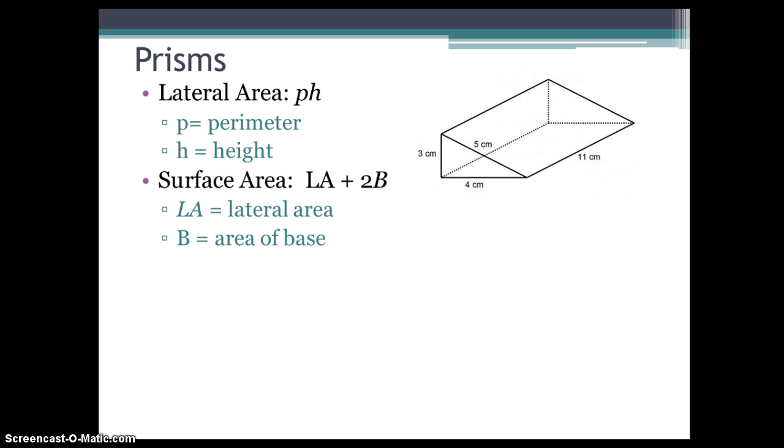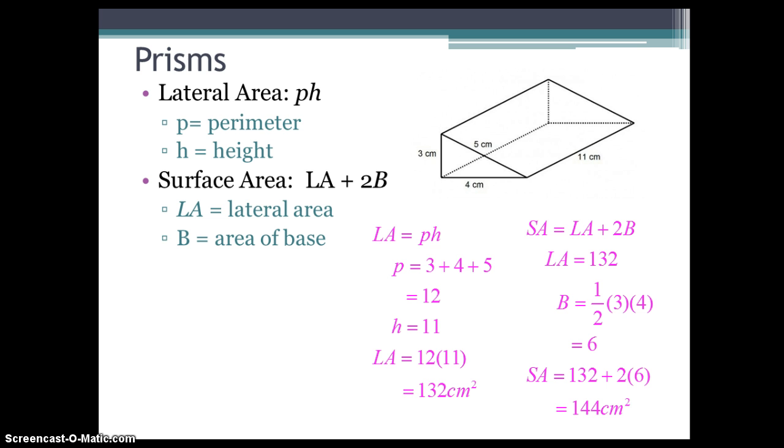the height. So the perimeter of our base here is 3 plus 4 plus 5. We add those together, we get 12. The height is 11. So our lateral area is going to be 12 times 11, or 132 square centimeters. Surface area is found using the lateral area. So you add up all those sides, plus you have to add up the area of the bases. And there are two of them, so you must double it.